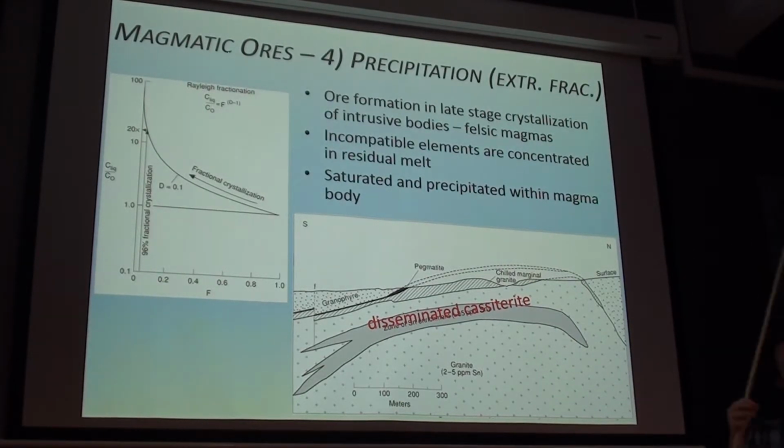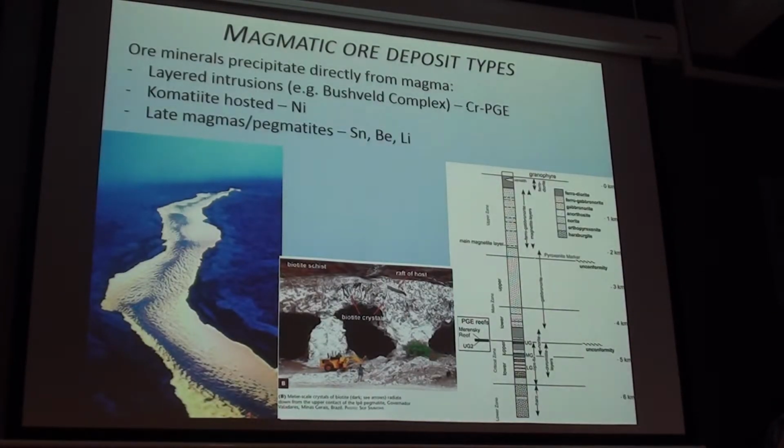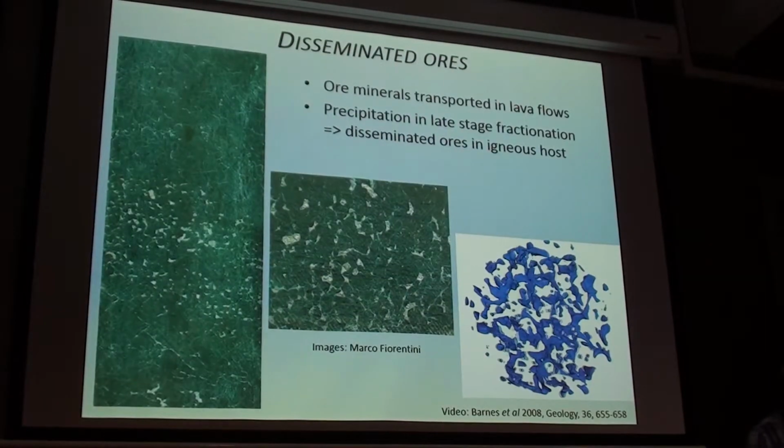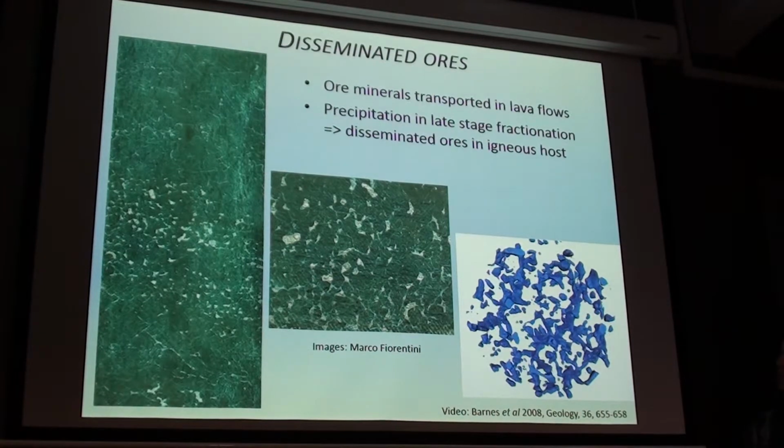Alternatively, we can have fluid migrating away from these last magmatic residues and forming pegmatites. So just to recap, for magmatic ore deposits, we can have layered intrusions that are targets for chrome and PGEs. We can have nickel chromatites and late magmatic stages or pegmatites that are related to these types of elements and form deposits like that. And you knew this yesterday.